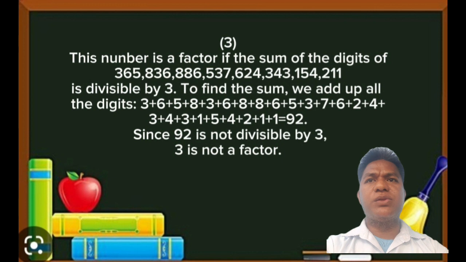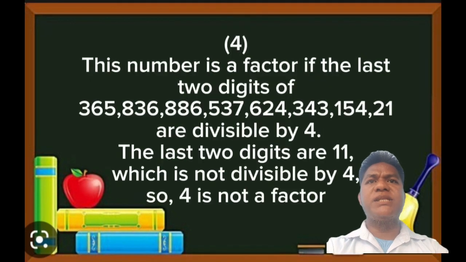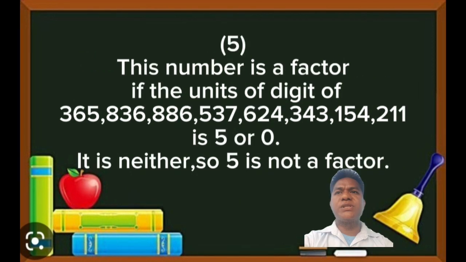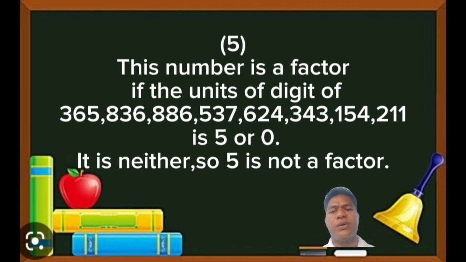Now let's proceed to number 4. This number is a factor if the last two digits of the given number are divisible by 4. The last two digits are 11, which is not divisible by 4, so 4 is not a factor. So let's proceed to number 5. This number is a factor if the units digit of the given number is 5 or 0. It is neither, so 5 is not a factor.